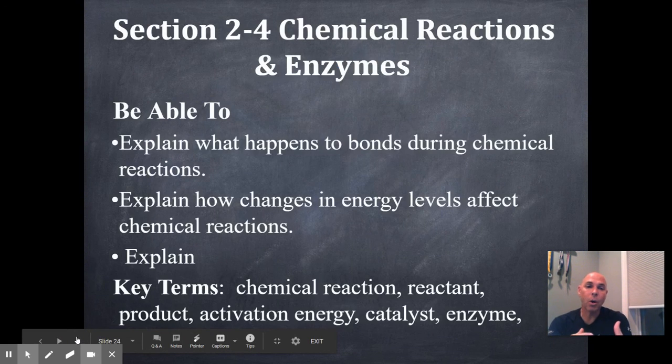So those are the 4 types of organic compounds that we'll be talking about a little bit more as we go through the rest of our year in biology.